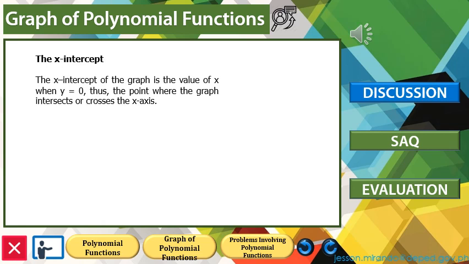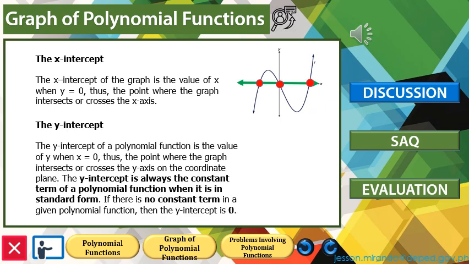The x-intercept. The x-intercept of the graph is the value of x when y equals 0, thus, the point where the graph intersects or crosses the x-axis. The y-intercept. The y-intercept of a polynomial function is the value of y when x equals 0, thus, the point where the graph intersects or crosses the y-axis on the coordinate plane.